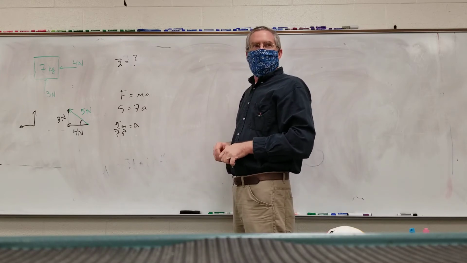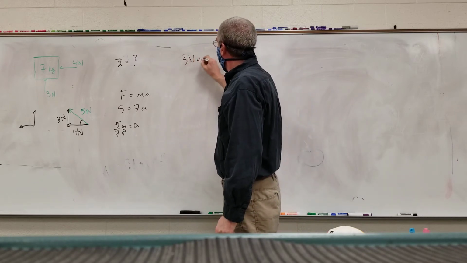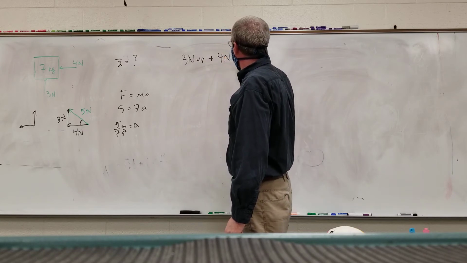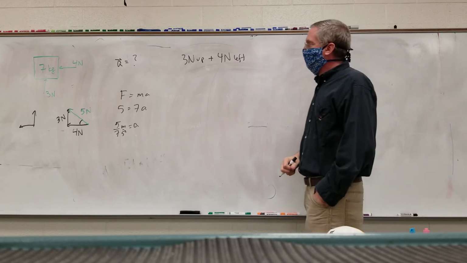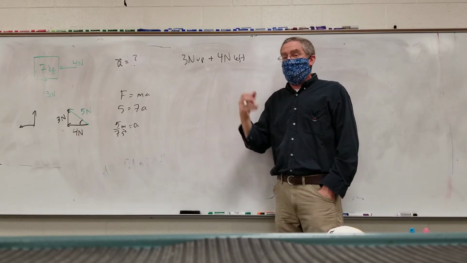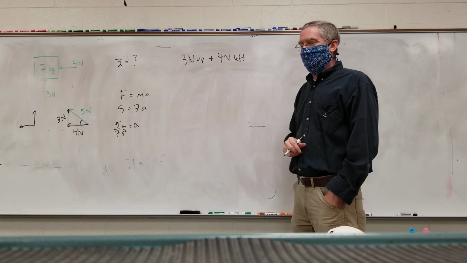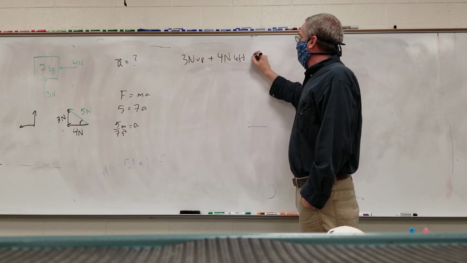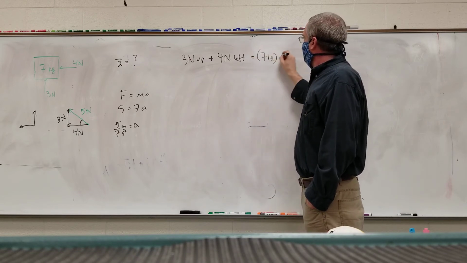Just like 3 newtons up and 4 newtons to the left? So 3 newtons up and 4 newtons left. Okay. That works. It's usually more writing than we like to do, but sure. That's the total force, that's equal to the mass times the acceleration.